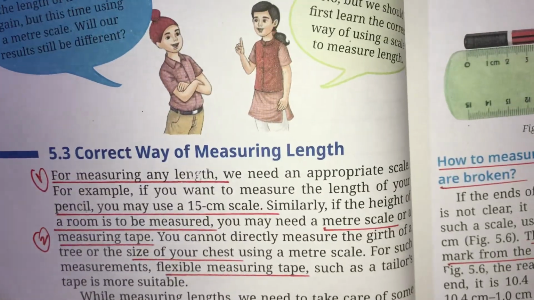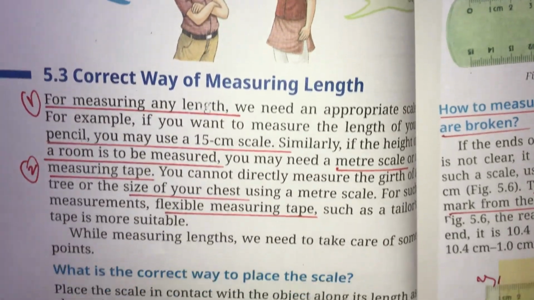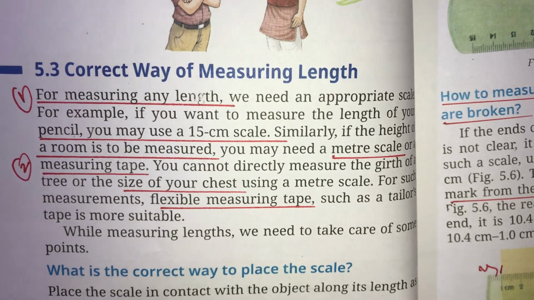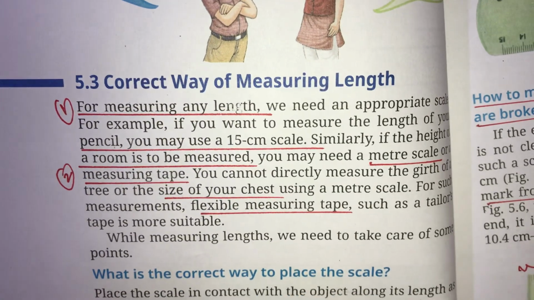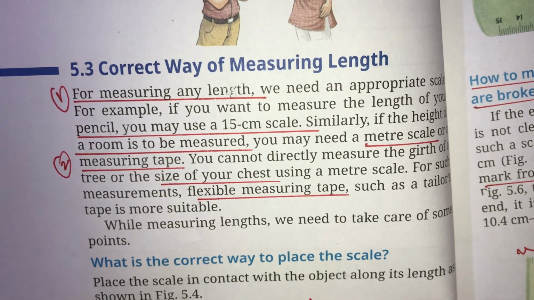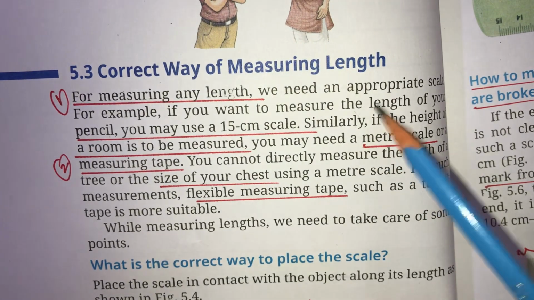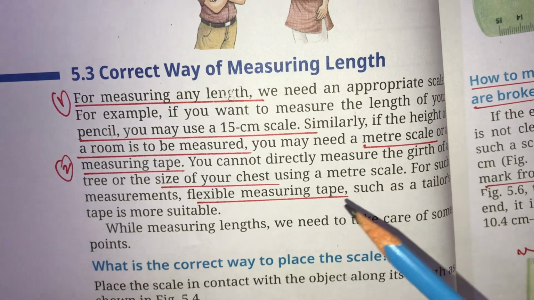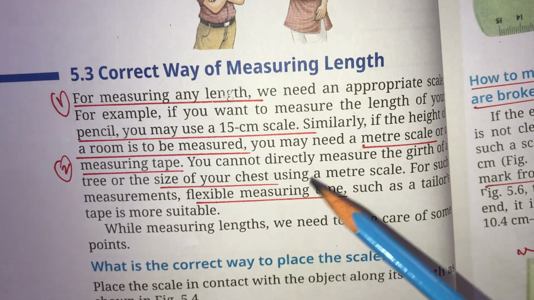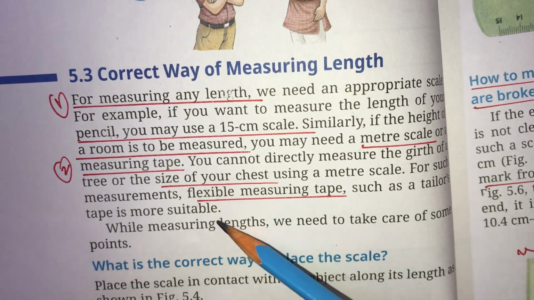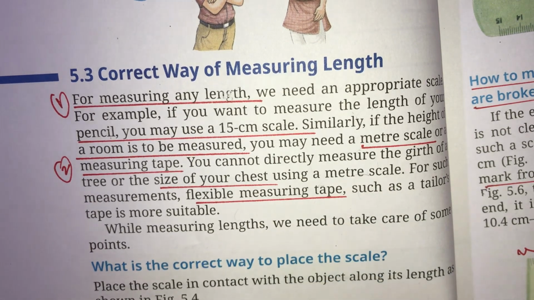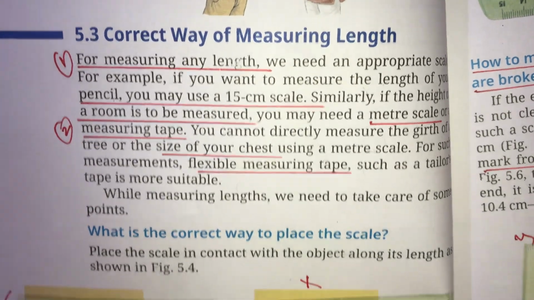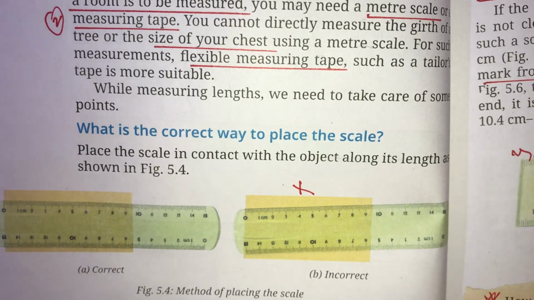Now, the correct way of measuring length. For example, a pencil is measured with the help of a scale, such as a 15 centimeter scale. The height of a room is measured with a measuring tape, and the chest is measured with a flexible measuring tape.